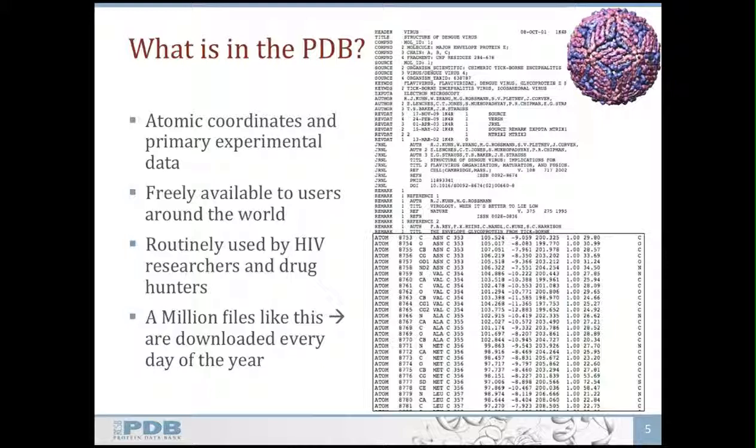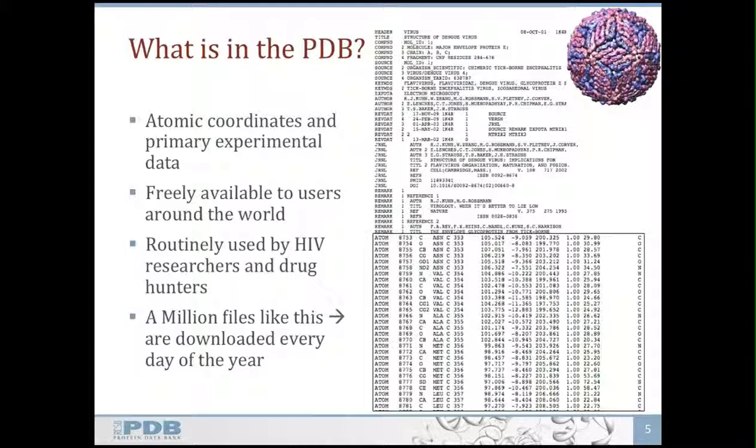It's freely available to users around the world, and it is routinely used in every major drug company, every biotechnology company around the world, and used by HIV researchers and drug hunters alike every day. So here, this is what the file actually looks like. You can see the positions of the atomic coordinates of a carbon atom, an oxygen atom, additional carbon atoms, all part of the amino acid named asparagine, which is one of the 20 amino acids that makes up polymeric chains that are the proteins that make life possible. Every day, 1 million files just like this one are downloaded from the Protein Data Bank.